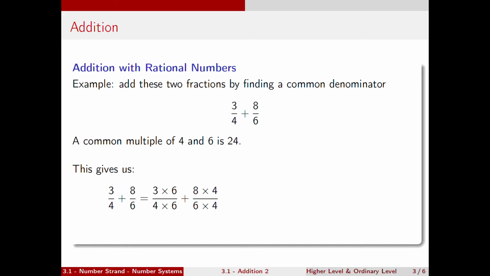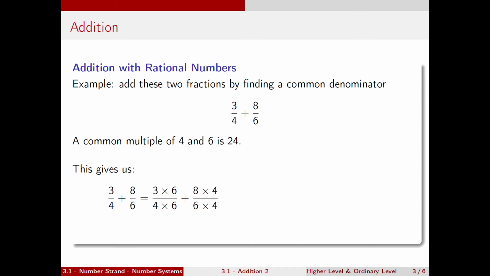What's going on here is we know we need to get 24 on the bottom line of each of these fractions. So for 3 over 4, to get 24 on the bottom line, we need to multiply 4 by 6. Now if we multiply 4 by 6 on the bottom line, we must also multiply the top line by 6 so that the value of the fraction stays the same. So 3 times 6 over 4 times 6 has the same value as 3 over 4, and we have 24 on the bottom line.